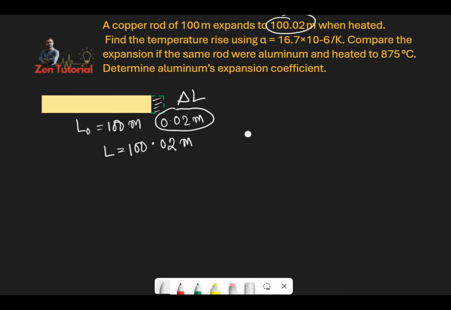The linear coefficient is given, and as this is copper, let's write down alpha of copper is equal to 16.7 times 10 to the power minus 6 per Kelvin. What we have to calculate is the temperature, the rise in temperature.